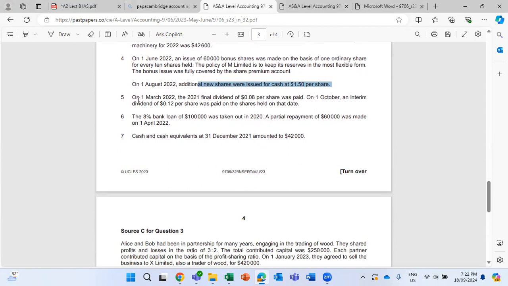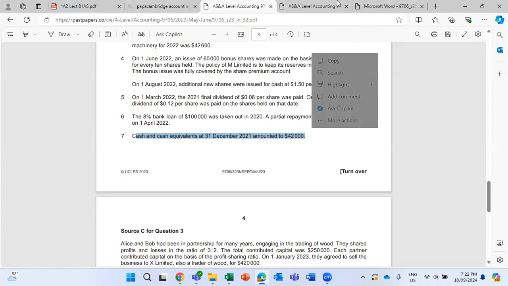On 1st August, additional new shares were issued for cash at 150 per share. On 1st March 2022, the 2021 final dividend of 8 cents per share was paid. On 1st October, an interim dividend of 12 cents per share was paid on the shares held on that date. The 8% bank loan of 100,000 was taken out in 2020. A partial repayment of 60,000 was made on 1st April 2022. And lastly, cash and cash equivalents at 31st December amounted to 42,000.